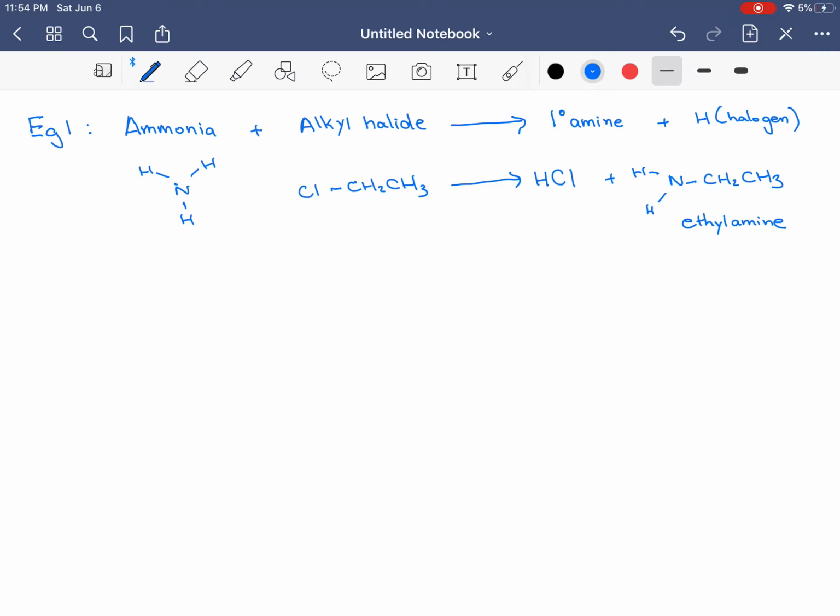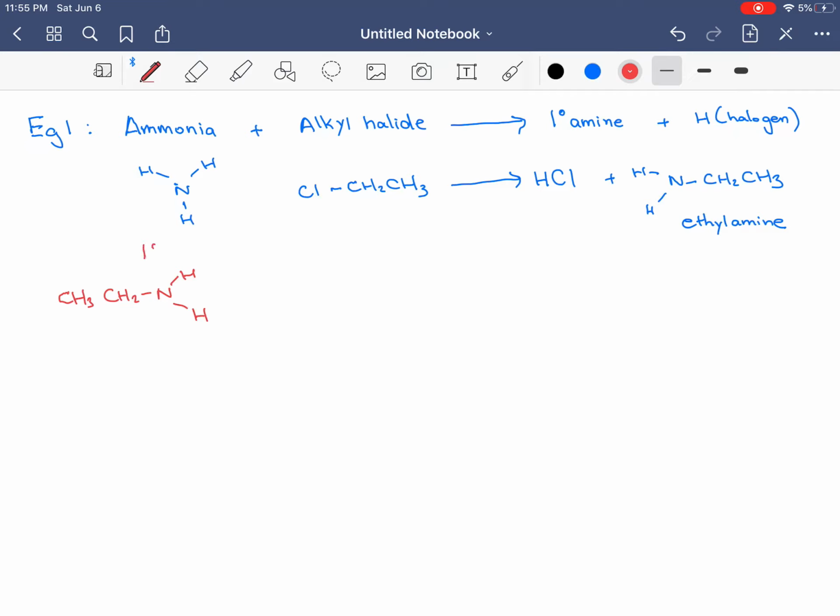Now, just a little recap in terms of what is a primary amine. A primary amine is when nitrogen is connected to one carbon. That's a primary amine. All right, let's keep this party going. Let's take a look at how special this primary amine is, shall we? Let me draw this primary amine down here. Let's draw this ethylamine.